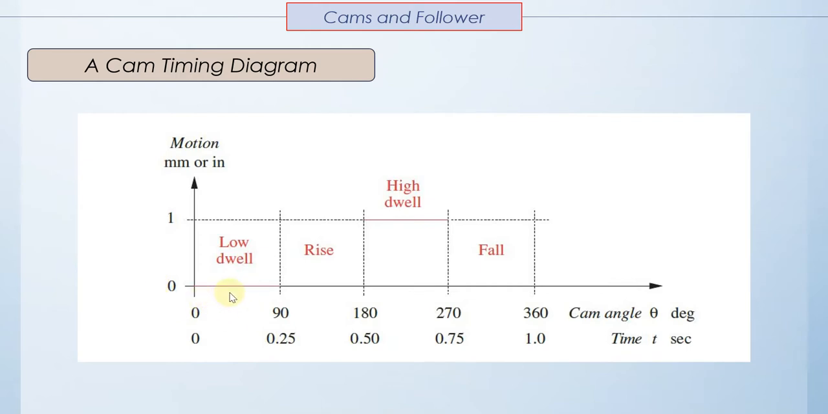Whoever comes up with the idea for the machine has decided that we need different up and down motions of the machine, and the timing between all these motions has to be set. The total motion cycle is always 360 degrees, which means we have one complete cycle. We can also consider it in terms of time. For example, 0, 90 degrees represents 0.25 second, 180 represents 0.5 second, 270 represents 0.75 second, and 360 represents 1 second. That is our time.